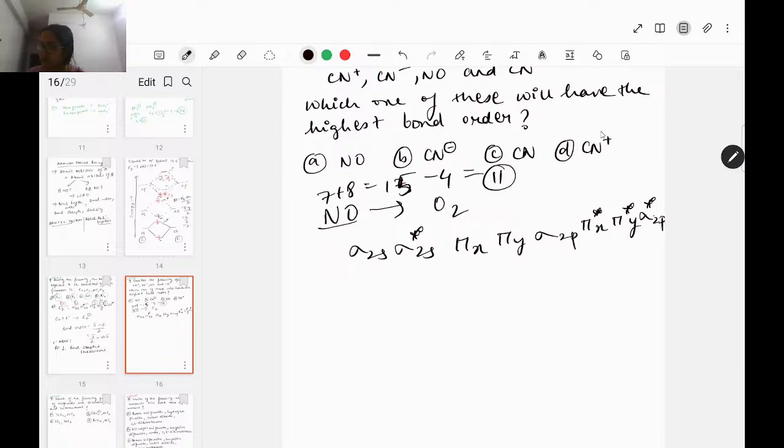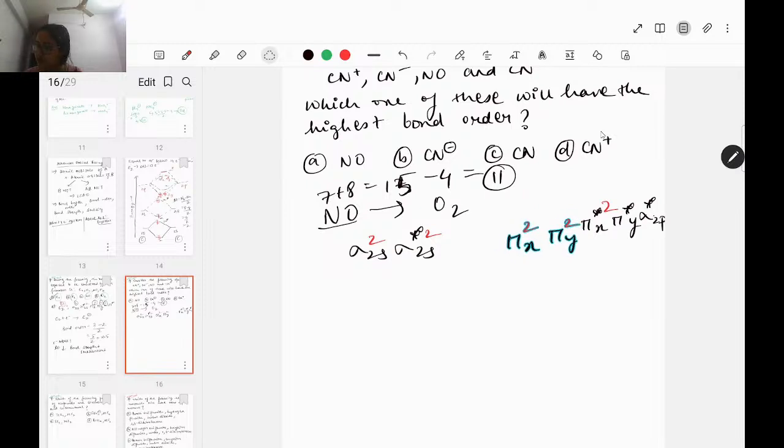So let us start filling them out: 1, 2, 3, 4, 5, 6, 7, 8, 9, 10, 11. And since it follows the oxygen molecule, sorry, I made a mistake, and sigma 2p should be over here.